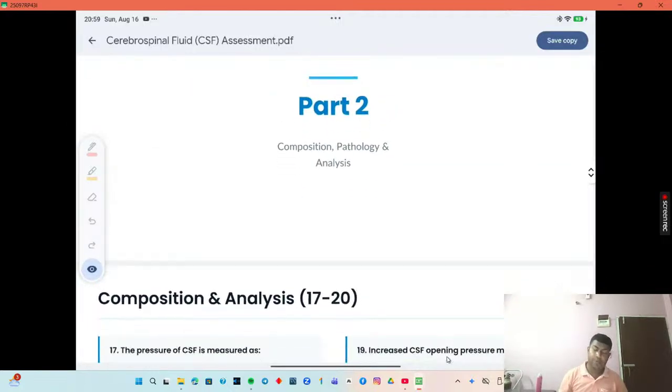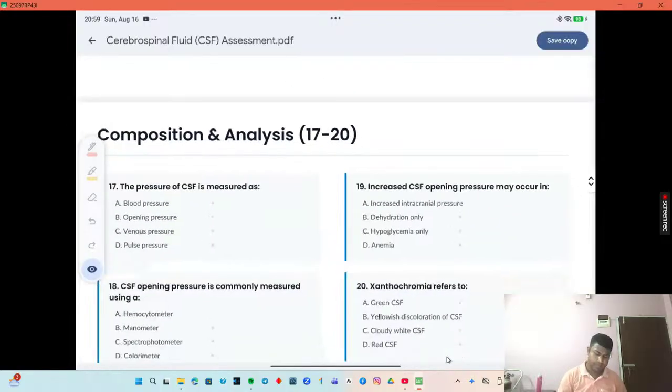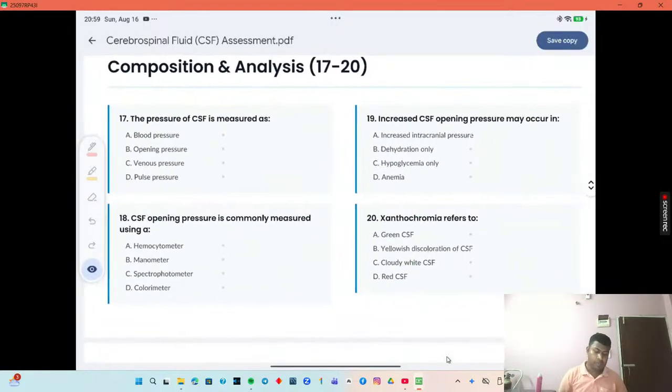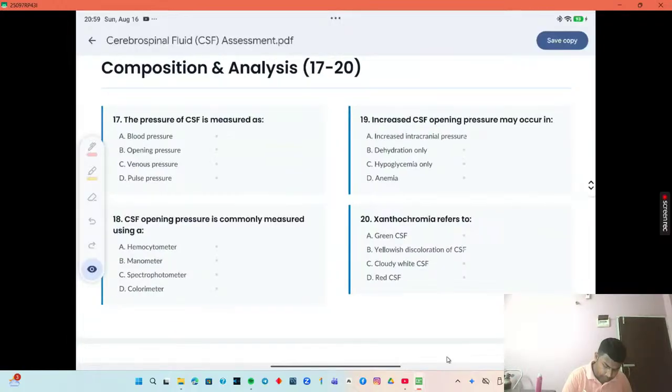The next set of questions comprises the composition, pathology, and analysis of CSF. Is it clear? Now the question is given as the pressure of cerebrospinal fluid is measured as. The pressure of cerebrospinal fluid is measured as opening pressure.